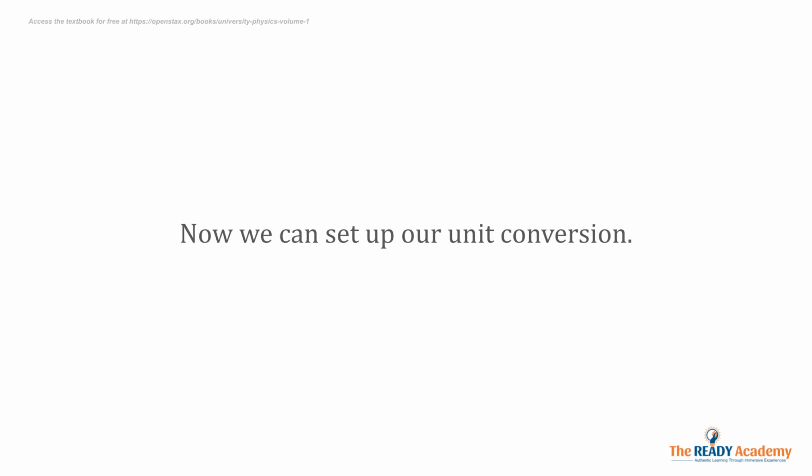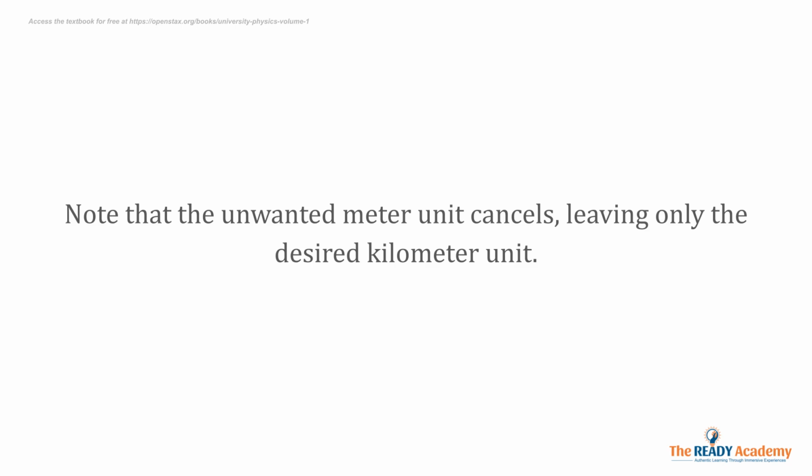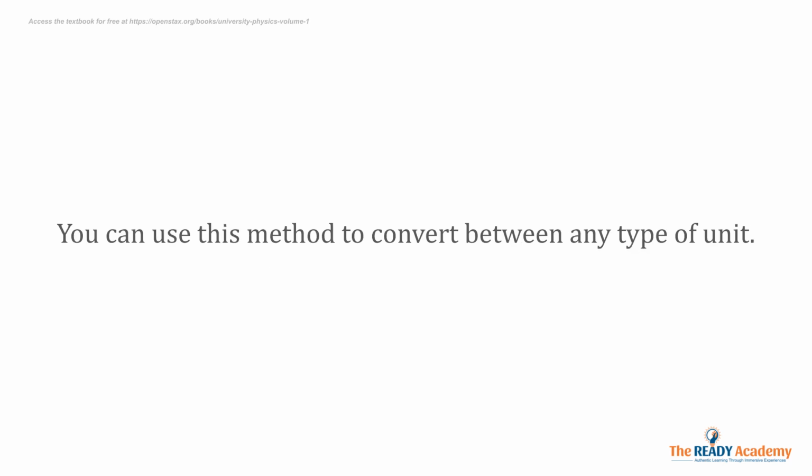Now we can set up our unit conversion. We write the units we have and then multiply them by the conversion factor so the units cancel out, as shown. 80 meters times 1 kilometer per 1,000 meters is equal to 0.080 kilometers. Note that the unwanted meter unit cancels, leaving only the desired kilometer unit. You can use this method to convert between any type of unit.